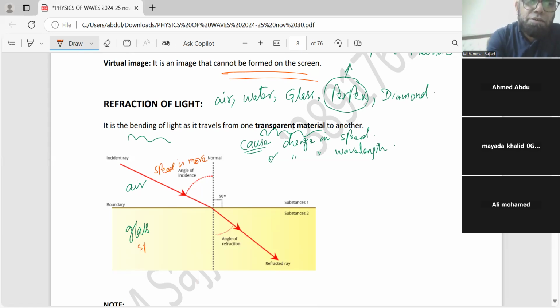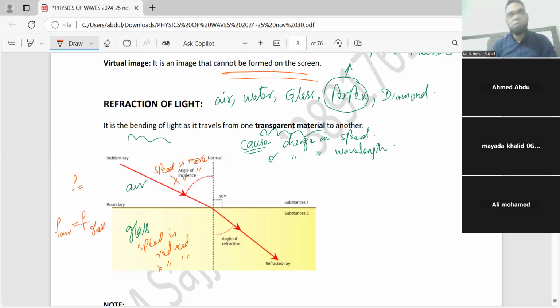As it enters into the glass, speed is reduced, which is making it bend towards the normal. In air speed is more for light, in glass speed is less. Here wavelength is more, here wavelength is also less. But frequency in air is equal to frequency in glass. So frequency does not change, speed changes, as a result wavelength changes.